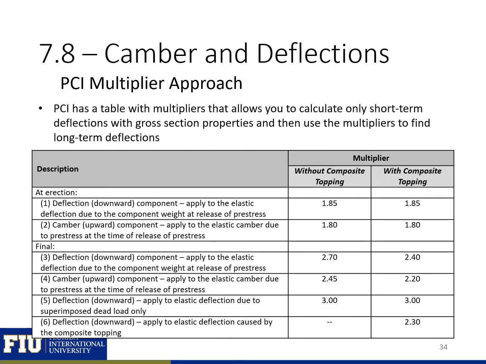We need to somehow estimate our long-term deflections, so increased deflections that occur because of creep and shrinkage of the beam. And we can do this either by using our effective modulus, in which case we need to calculate our creep coefficient, or we can use the PCI Multiplier Approach that's shown on this slide and the next couple slides. So the PCI Multiplier Approach essentially requires you to calculate some base deflections, and then they have a multiplier that you take times that deflection to calculate the long-term effects or long-term deflection.